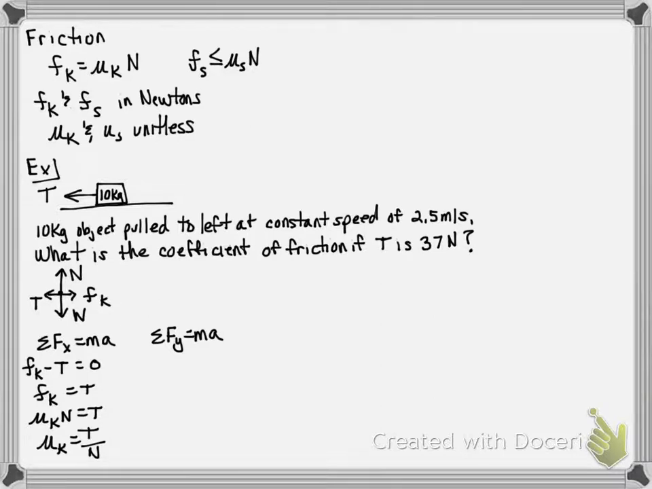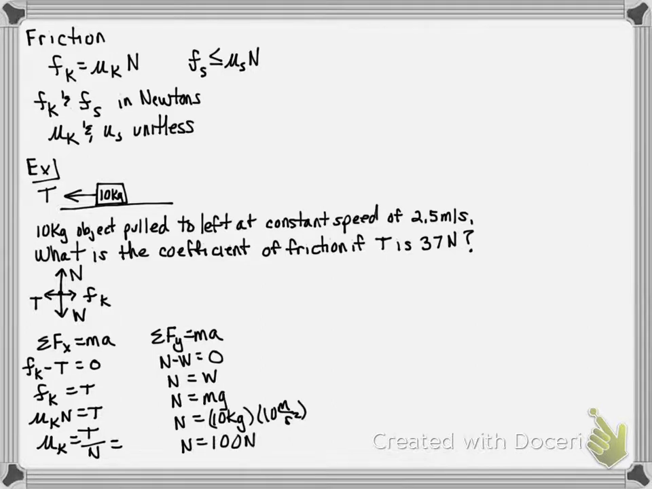Do I know the tension? Yes, 37 newtons, looking good. Do I know the normal force? No. In order to find the normal force, now I have to look at my sum of the forces in the y direction. And when I do that, I get normal force minus weight equals 0, add up all my up forces, subtract off all my down forces. Therefore, normal force equals weight. You probably knew that even without writing the more detailed explanation. Normal force would equal weight. So instead of writing W, I'm going to write mg because that's what W equals. Weight is equal to mg.